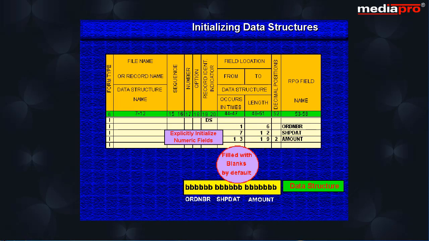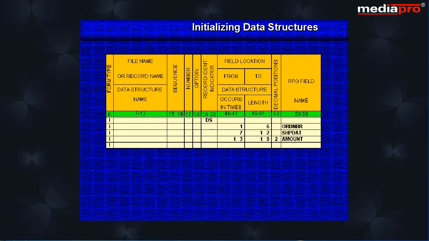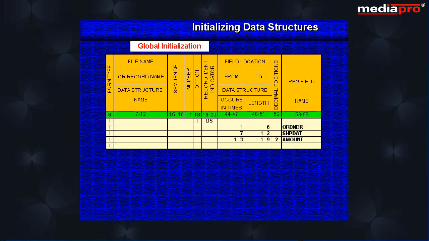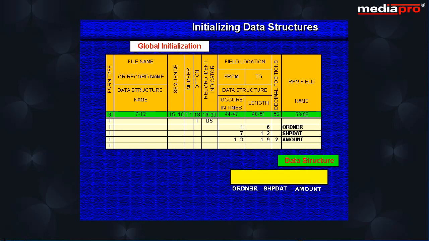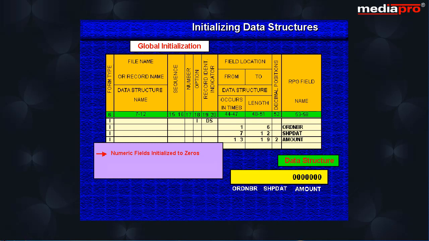There are several ways in which you can initialize a data structure. The first method is by global initialization. For this, we enter an I in column 18 of the input specification. During program initialization, the numeric fields will be initialized to zeros and the alphanumeric fields are initialized to blanks.